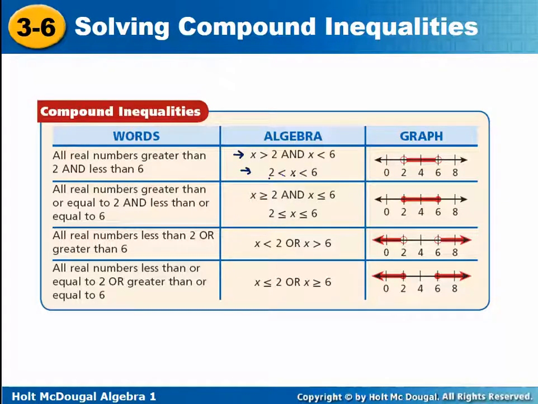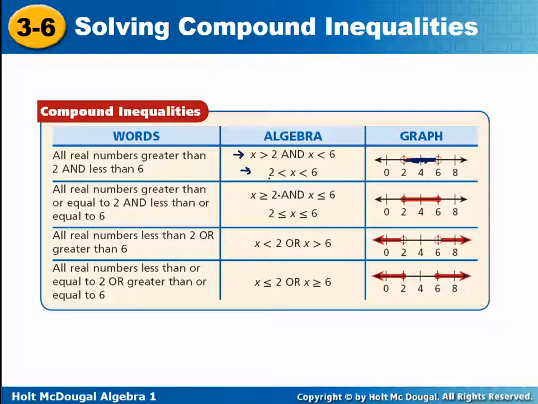And then we want the numbers both greater than 2 and less than 6. So the "and" will be a combined overlapping region where just that is true. The numbers that are within here are both greater than 2 and less than 6. For example, 4 is greater than 2 and less than 6.